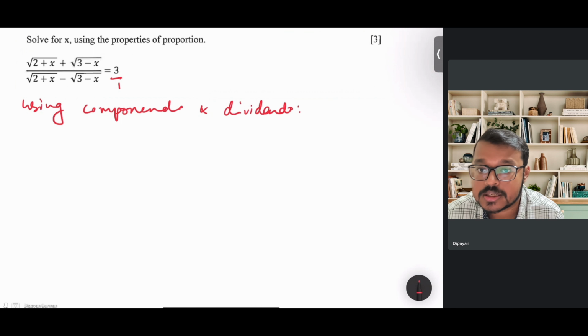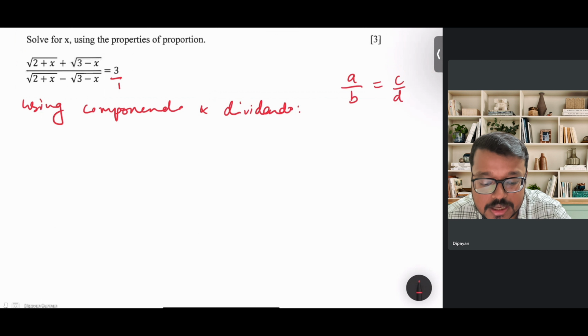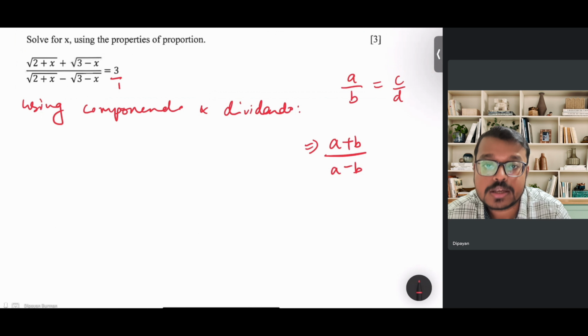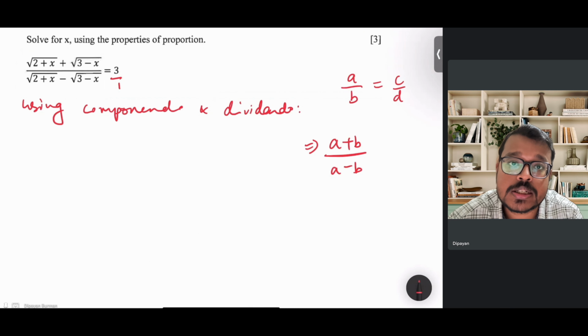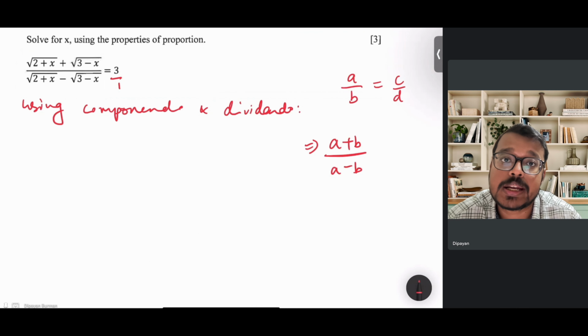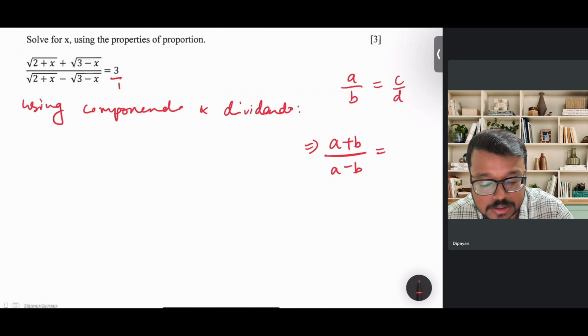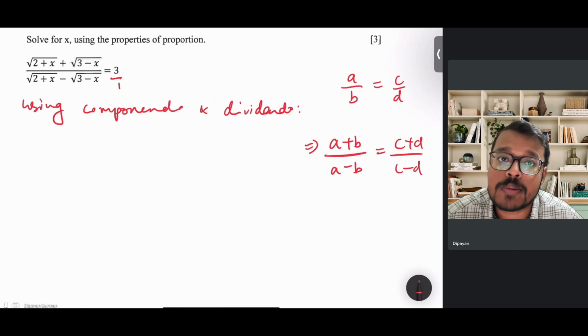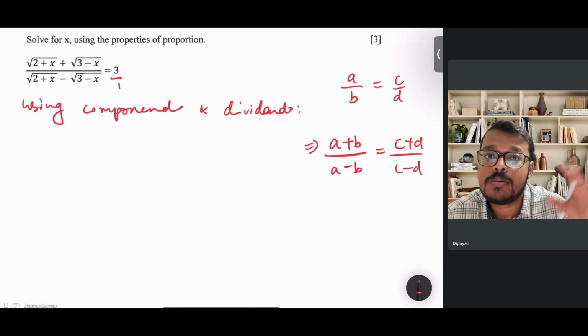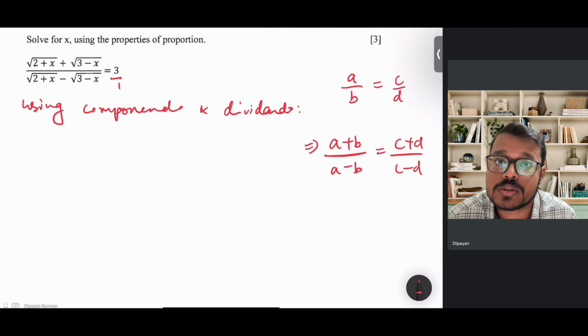we will get, so componendo and dividendo, if you remember, if we have a by b equals to c by d, that means a plus b by a minus b, so numerator plus denominator by numerator minus denominator, will be equal to c plus d by c minus d. So always remember to apply the property of proportion on both the sides, on both the ratios, not just one of them.